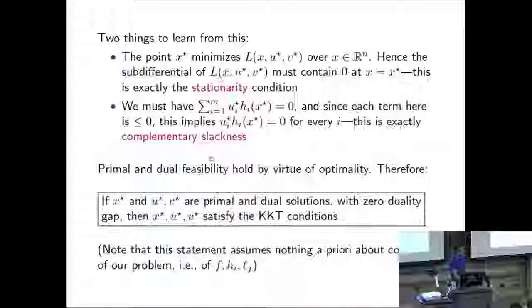Just to recap, we've shown that if x star and u star, v star are primal and dual solutions, and they have 0 duality gap, then the stationarity condition must hold, complementary slackness must hold, and of course they must be feasible because they were solutions. So we've shown that the KKT conditions must hold. This is the one direction. We call this necessity. If we have solutions under strong duality, we must have the KKT conditions. And let's note that nothing we've said here assumes anything about convexity, a priori. We haven't used convexity at all. We've only assumed that we had solutions that had 0 duality gap.